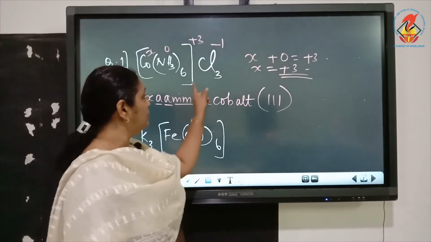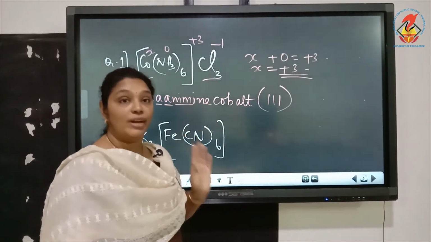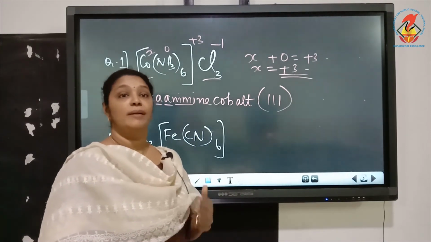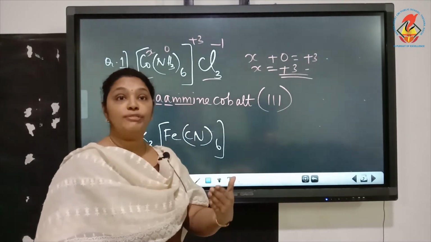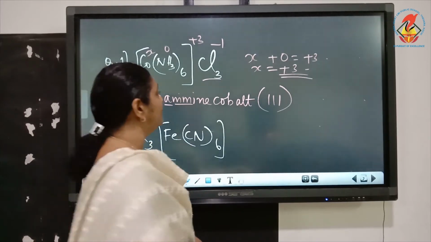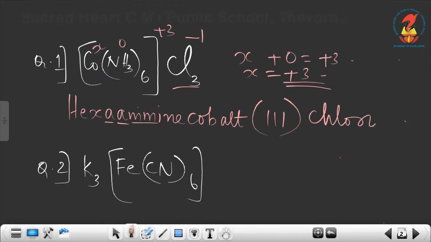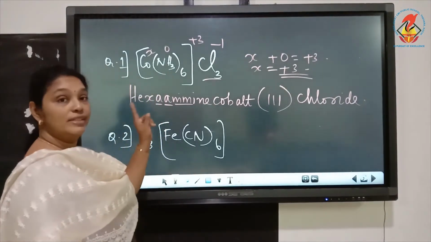Now we have the counter ion, chloride. Though we have Cl3 here, we will not write trichloride. We will not use any prefix before the name of the counter ion. So we will write it as chloride. So this is the IUPAC name of the first compound.